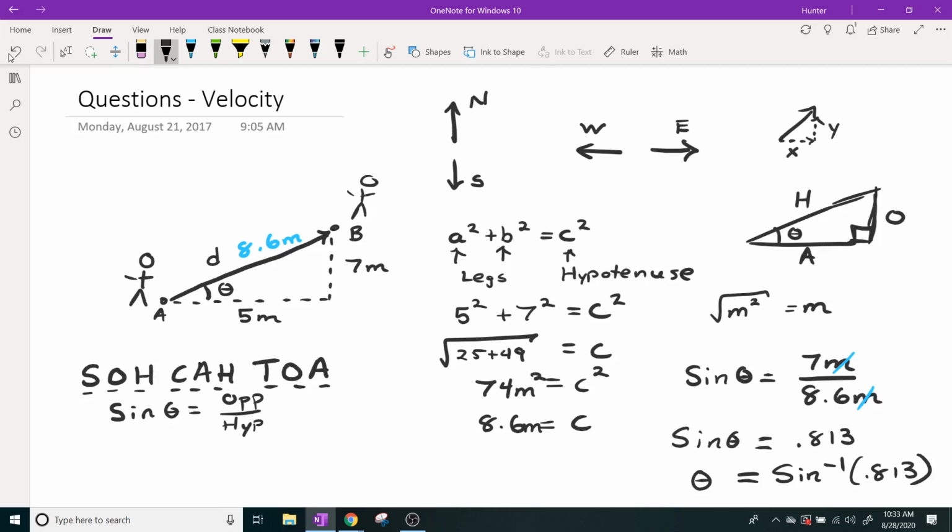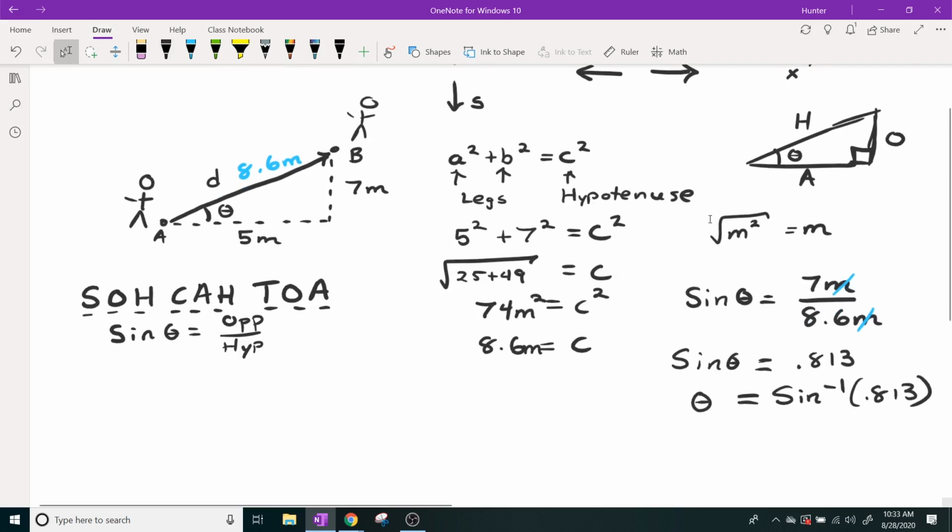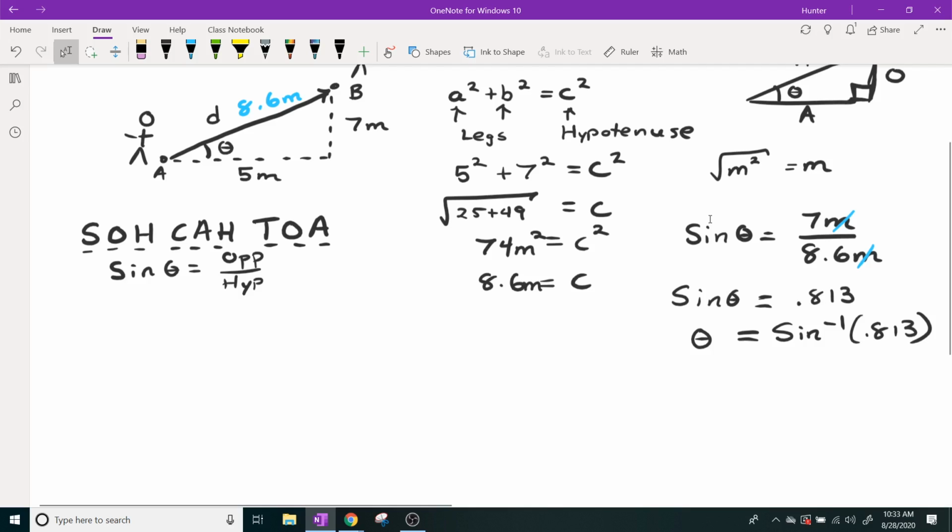For the TIs, any of them, that's the math button. And then there will be a setting that says DEG and RAD. We don't want radians. We want degrees. Degrees are what we use most of the time. So if you have to put your calculator in a mode, 9 times out of 10, degrees is going to be the way to go. So if you type in your calculator sine to the negative 1, or inverse sine of 0.813, it comes out to what angle?